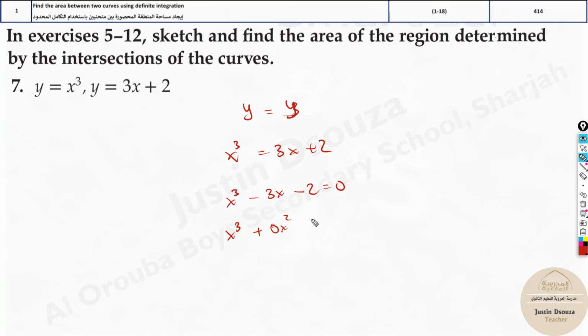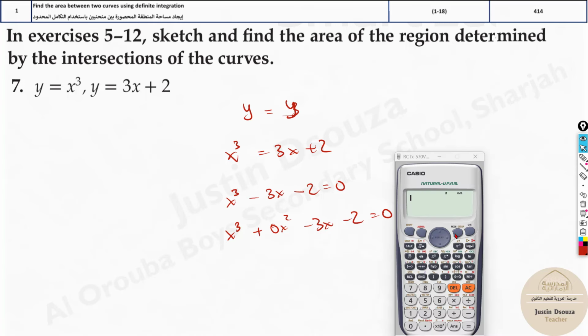Plus 0x squared minus 3x minus 2 is equal to 0. Why I'm writing like this is, sometimes I only get confused. If I don't write this, I'll just take 1 minus 3 minus 2, and that's an error. You should know that there is a 0 over here, so it's better to write all the degrees and include the 0.